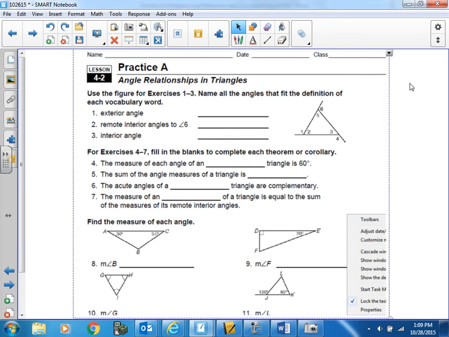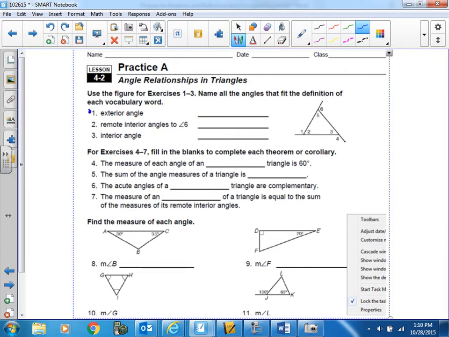Okay, we're going to go over the homework that is due on Friday, October 30th. So this is practice A. I'm not going to go over all of these. Some of these you should be able to do. There are a couple of words here that may be unfamiliar to you that I will go over with you.